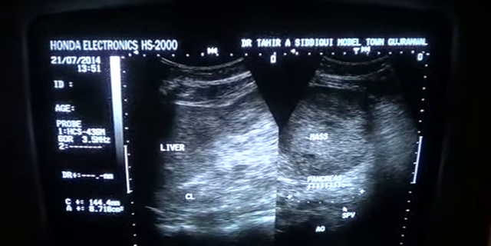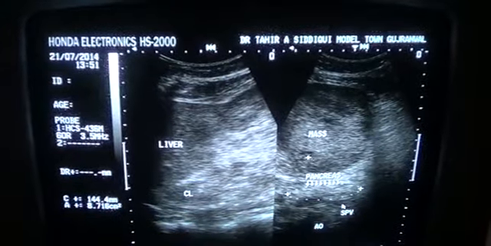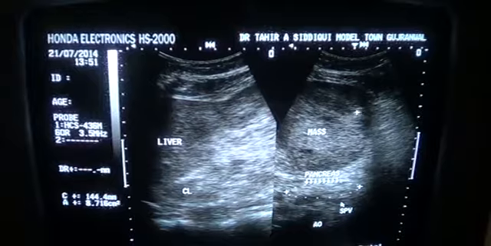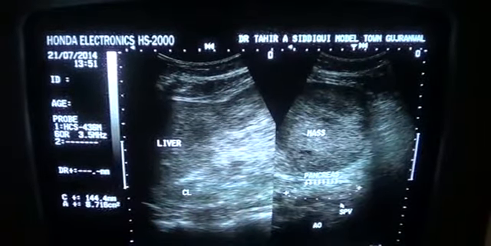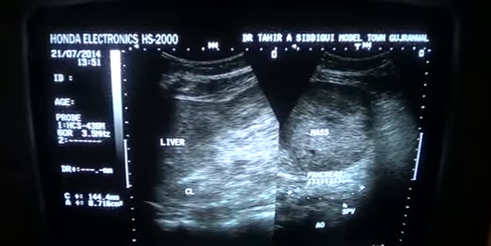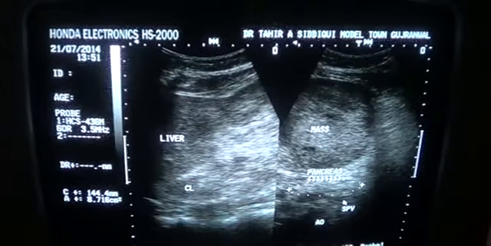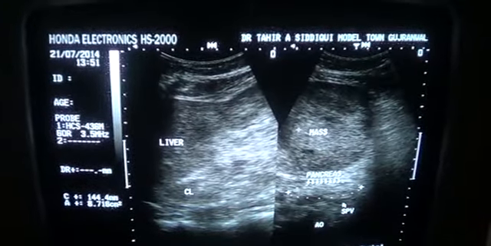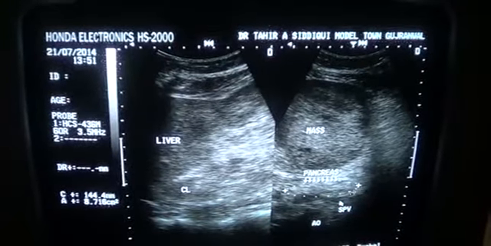This is not the full dimension of the mass, but have an appearance of the mass in your mind: it is heterogeneous in appearance, solid, well demarcated with internal hypoechoic areas as well as anechoic areas within it. It's echogenic but has a heterogeneous appearance. It's a solid mass. Here is the pancreas.